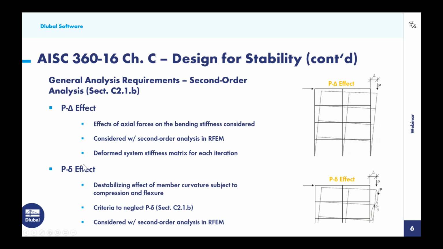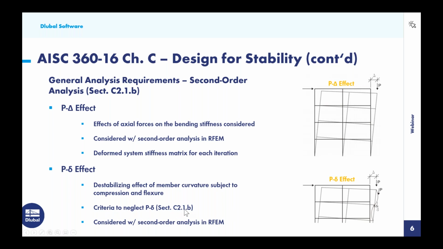Now, in addition to this, we also need to account for P little delta effects. And this is the destabilizing effect of the member curvature subject to compression and flexure. If we look at our picture again on the right-hand side, we still are showing our big P delta effects for the entire structure, but along each member, we're having some curvature and some deformation of little delta. Again, the axial load is going to follow the member deformation, so inevitably we're going to affect the bending moment of the member with those additional moments and slightly decrease the buckling load. So the code tells us that we do need to account for this.